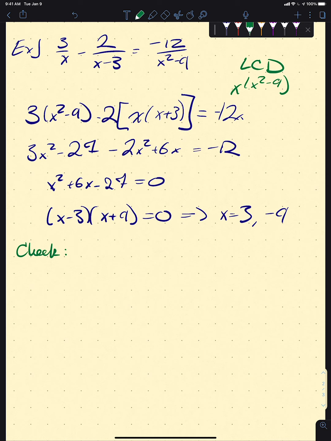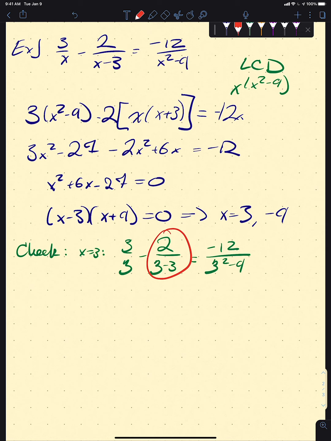First, we'll check x equals 3. So for x equals 3, we have 3 over x minus 2 over x minus 3 is negative 12 over x squared minus 9. All of these x's should be 3's. But we have a problem here. Right here we're dividing by 0. So we're undefined, right? We can't do this operation here, so our 3 gets struck from the record.